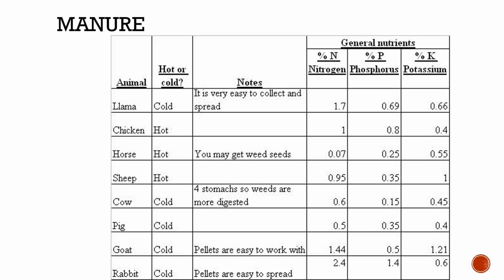So to apply directly into a garden, you want to go for manure that is cold. Llama, cow, pig, goat, rabbit. Those are all cold manures that you can apply directly to your garden.